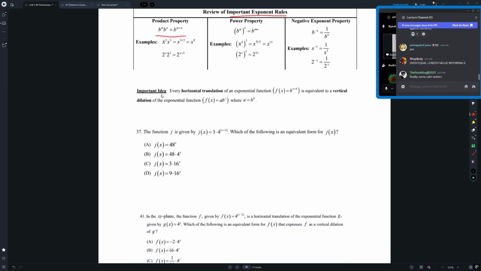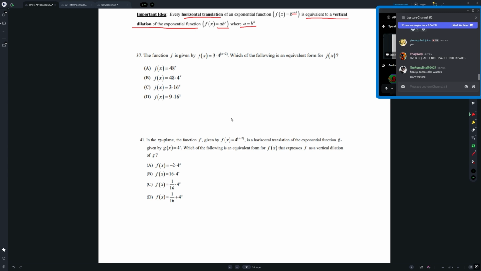Okay, important idea. Every horizontal translation of an exponential function, b of x plus h, is equivalent to a vertical dilation of the exponential function a to the b of x, where a to the b of h. I can't guarantee it because I haven't taken the test, but there could be an MCQ on this idea in the non-calc section. So try 37 and 41. And if someone could create a poll, that'd be appreciated.